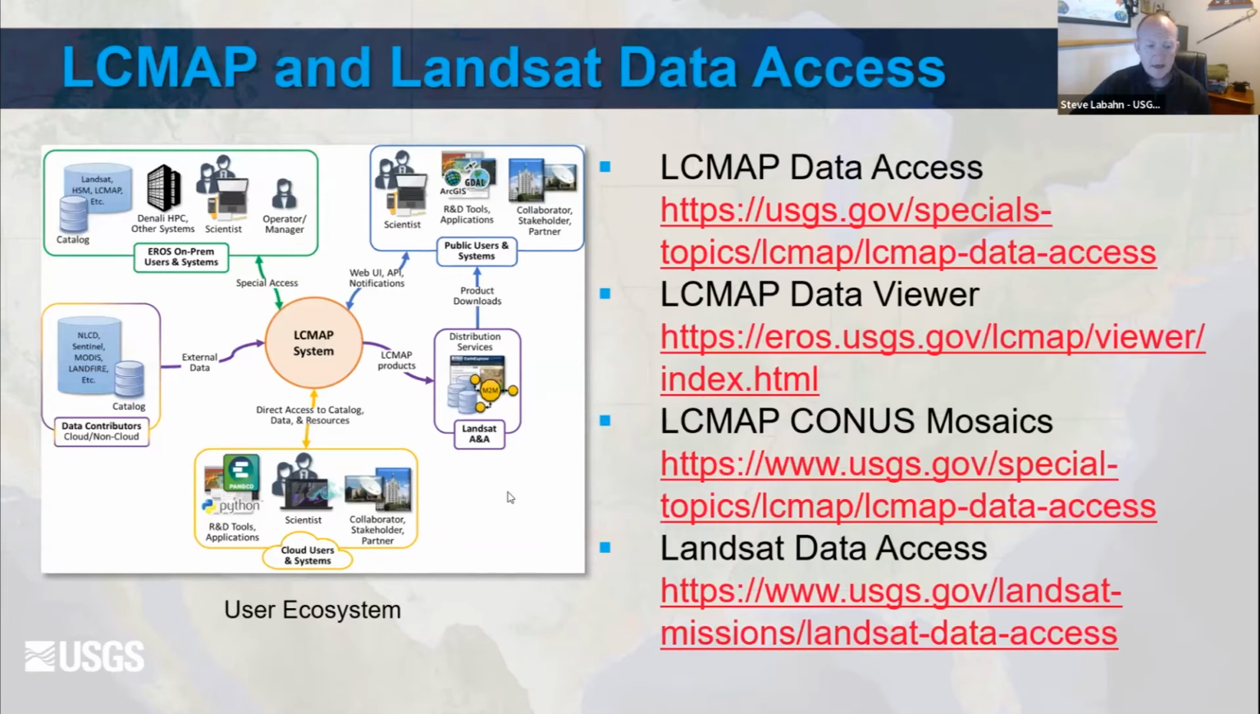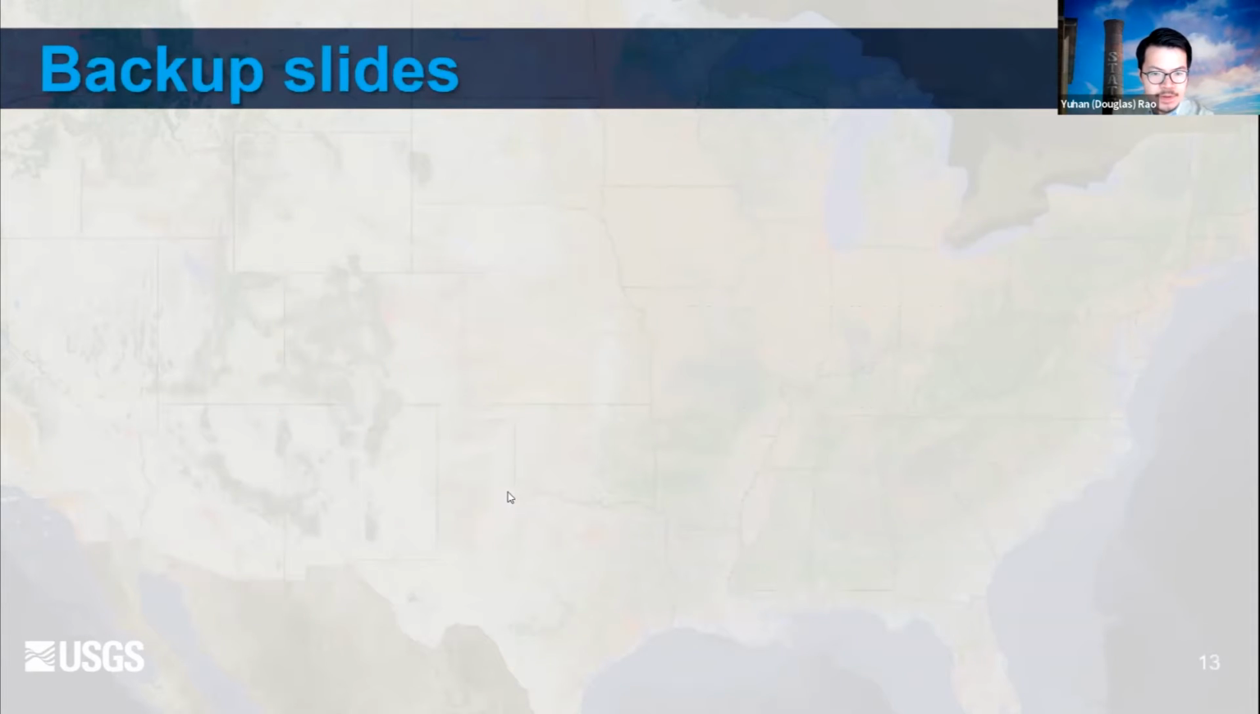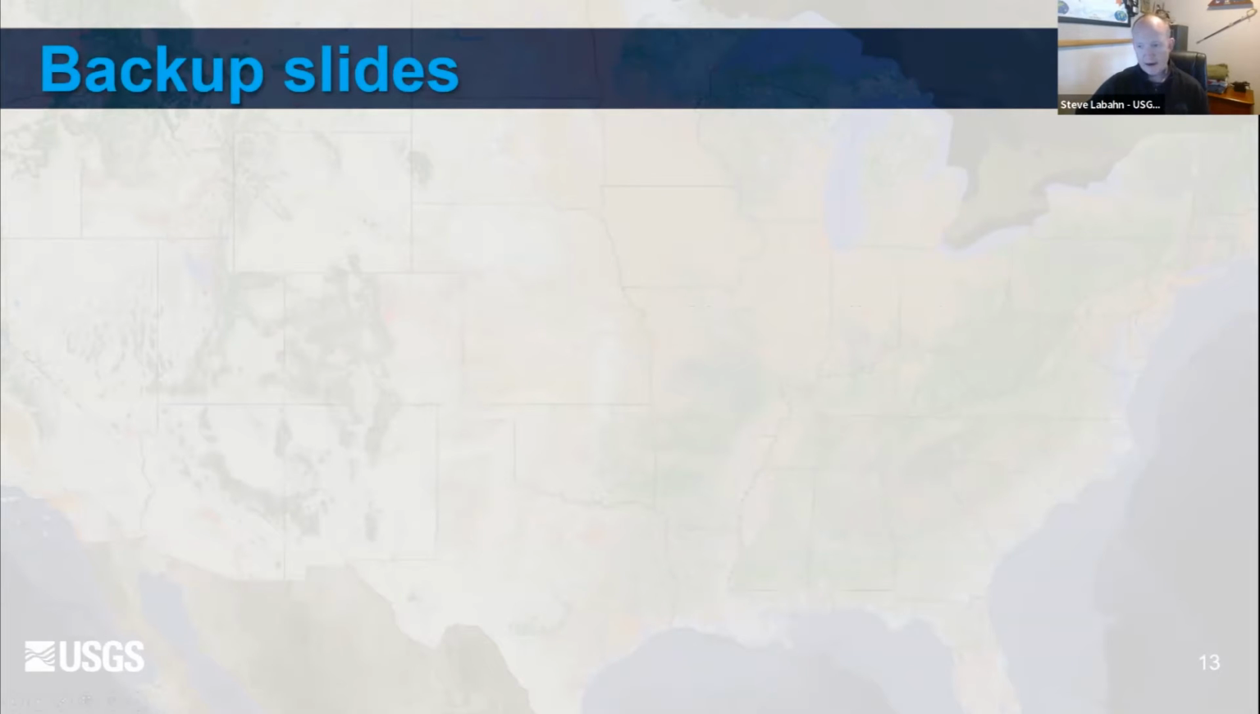And then I'll just probably conclude here. This is a little diagram showing our notional architecture going into the cloud, providing hopefully great access for both LCMAP's current users internally as well as public users to the outside. I've got a few links there for LCMAP data access. There's a data viewer we have. We have CONUS mosaics, and also just for the underlying Landsat data archive, there's a link to the Landsat data access page as well. I think everything else is in backup. We can provide those later, but I think that's all I have.